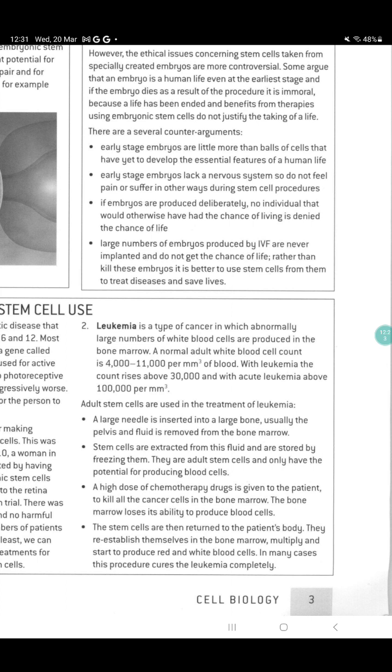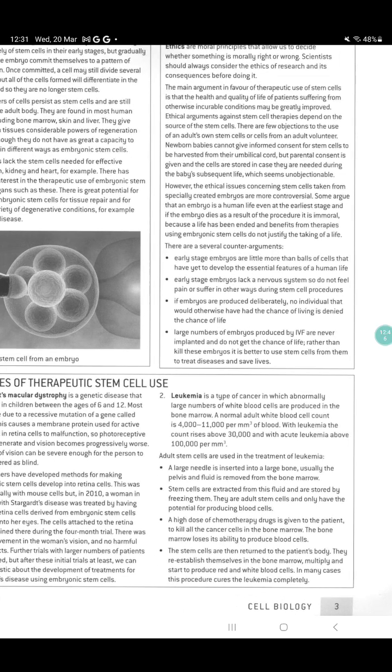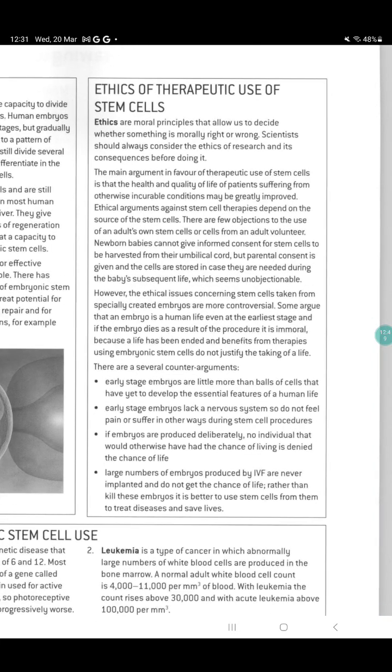Now the stem cells which have been grown in the laboratory are returned to the patient's body via surgery or injection. They re-establish themselves in the bone marrow, multiply and start to produce red and white blood cells. In many cases, this procedure cures the leukemia completely. So stem cell therapy is a very promising therapy for the future also.